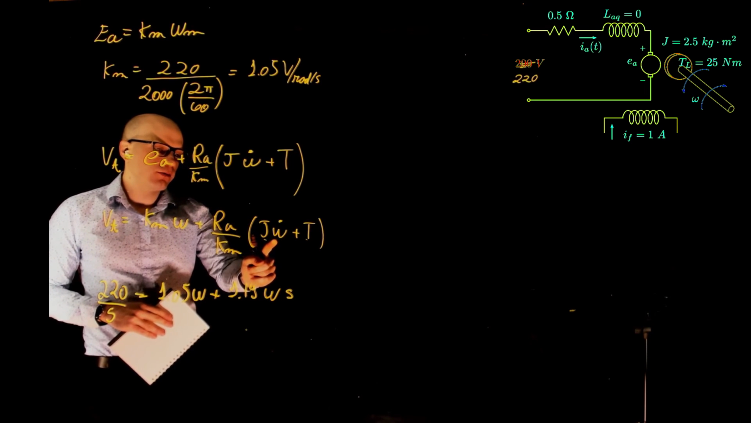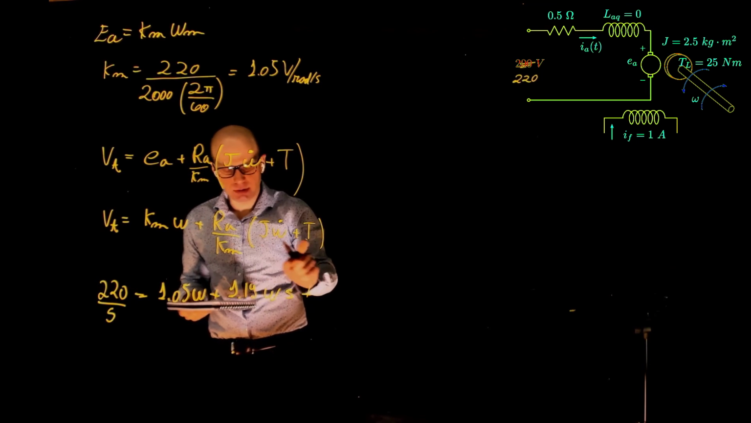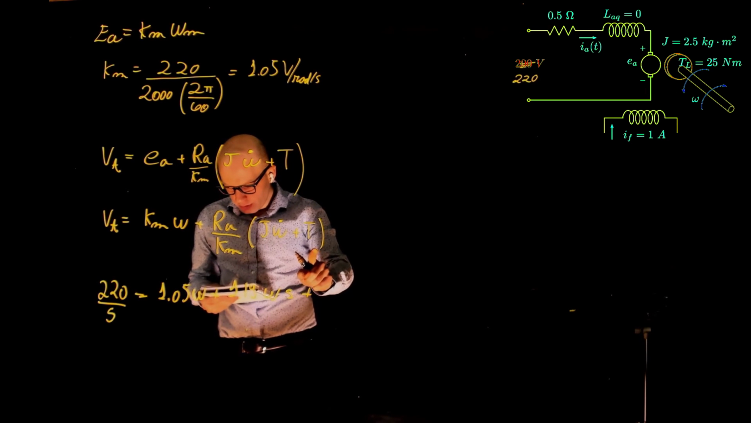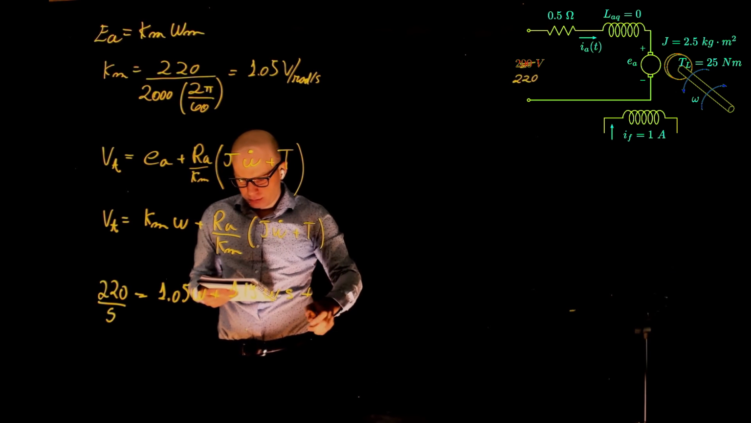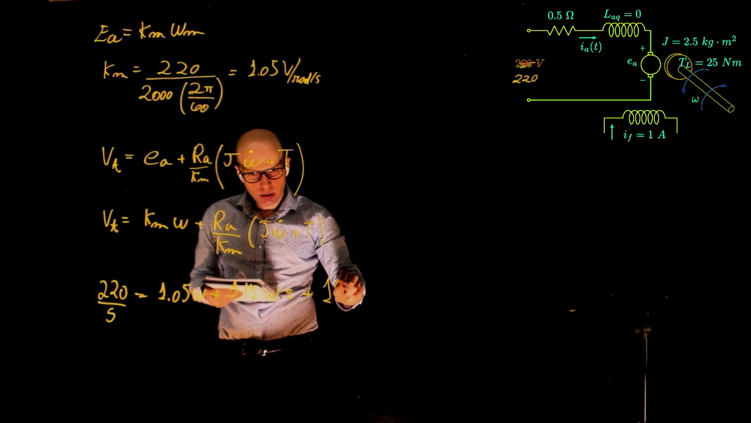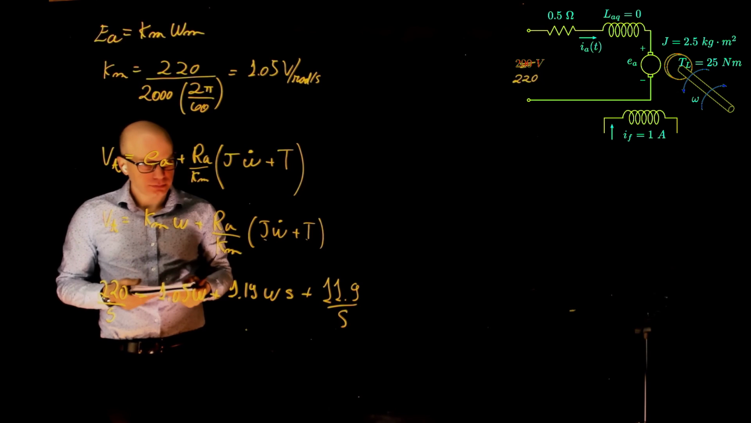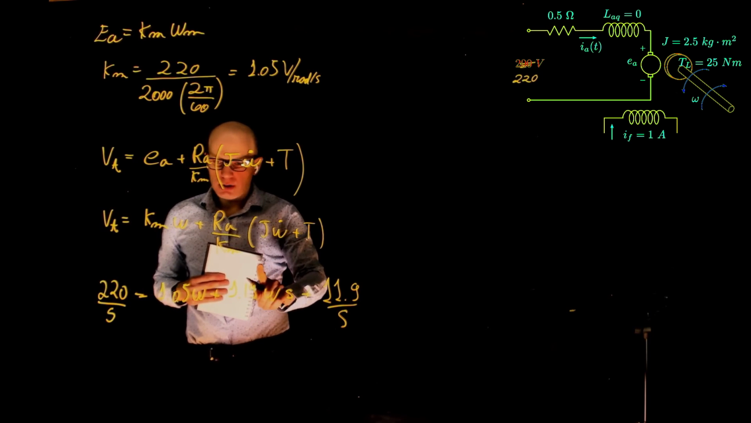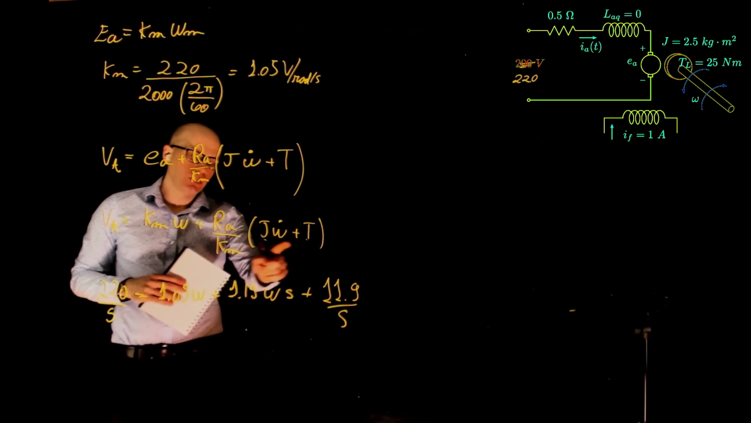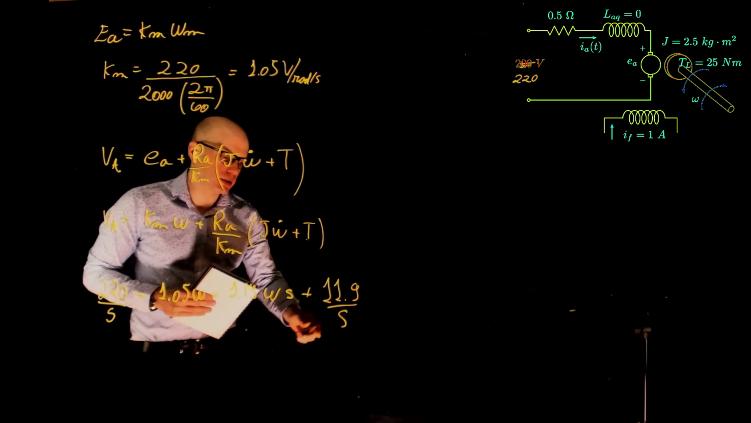Taking the Laplace transform of omega dot gives omega S, plus the term that comes from this multiplication, which is a constant, that is going to be 11.9 over S, because when you take the Laplace transform, we have T. So the Laplace transform of a constant does just that divided by S here.